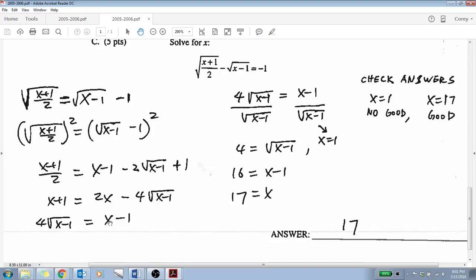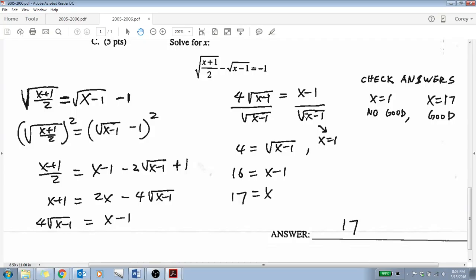Okay? So from here I can start solving for x by combining the x's on the same side. To do that, I need to divide both sides by the square root of x minus 1. So that's what I'm going to do right here: I'm going to divide both sides by the square root of x minus 1.